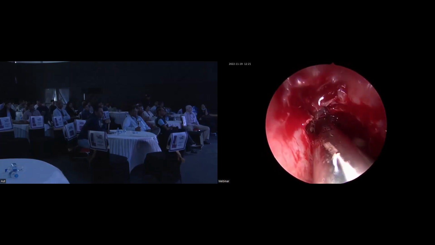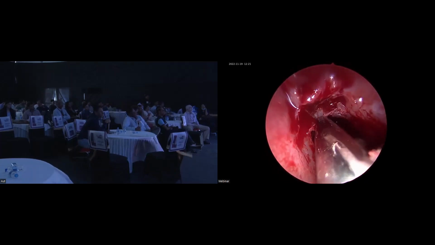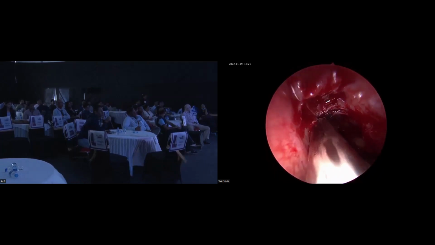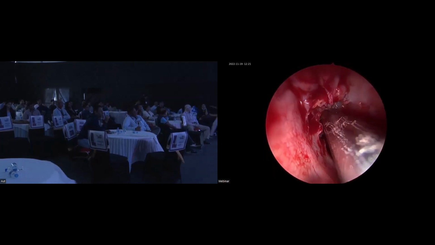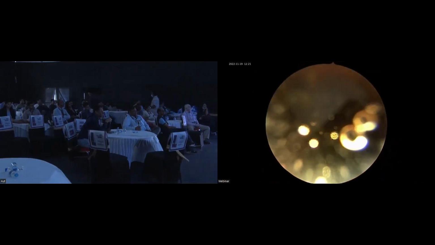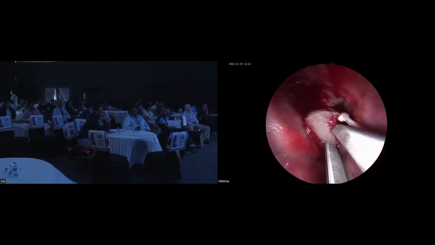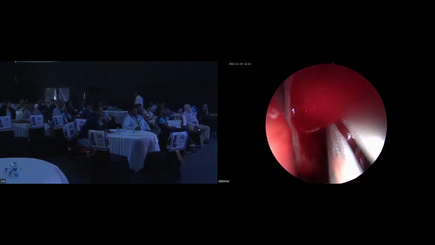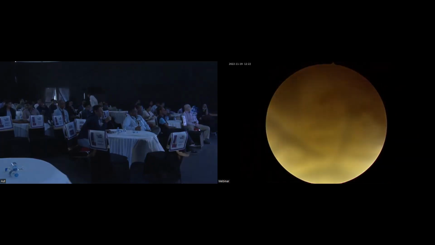Now to clear the upper part, I'm going to switch to the red 70-degree telescope so that you can see the frontal area cleared very well. Yes. I'm just going to put a piece of Merocel with 4% lignocaine with adrenaline to get a little better visualization for you. Yeah, I'll switch to 70 degrees because now we should clear the disease.